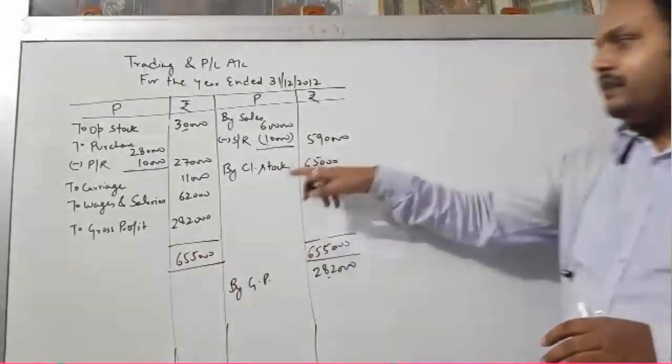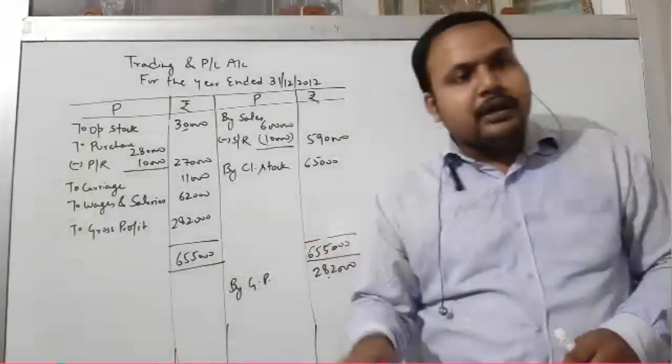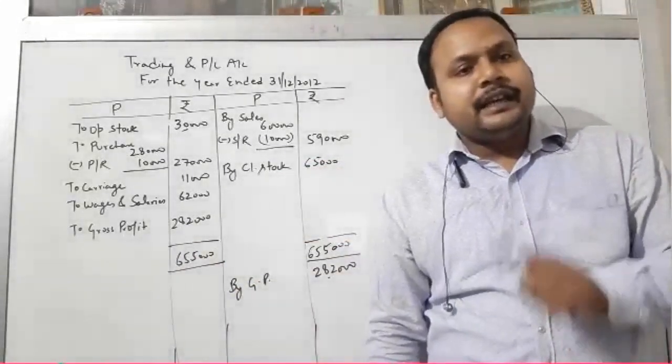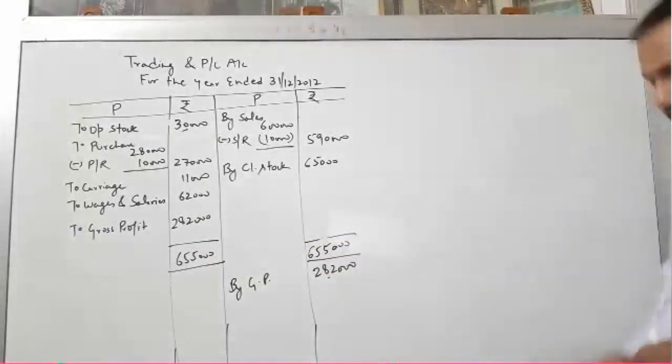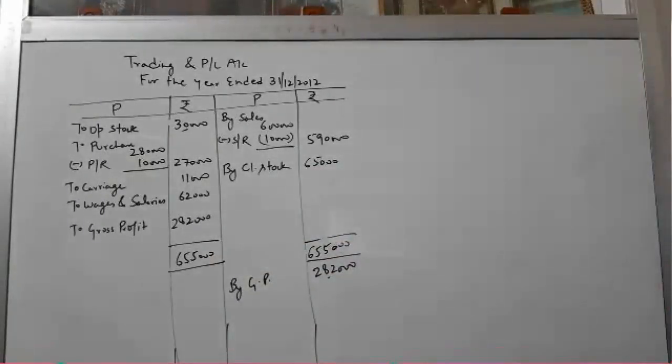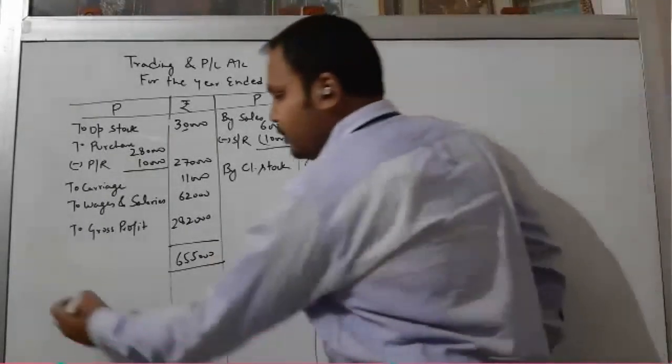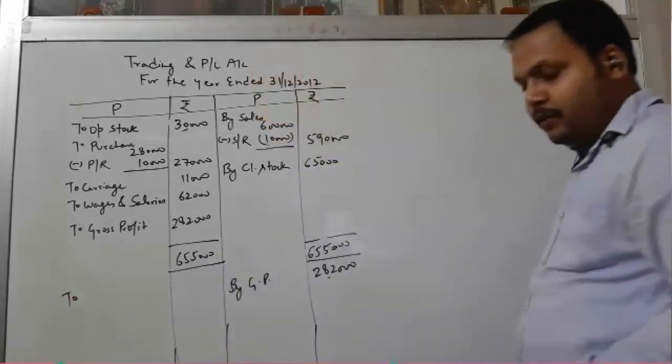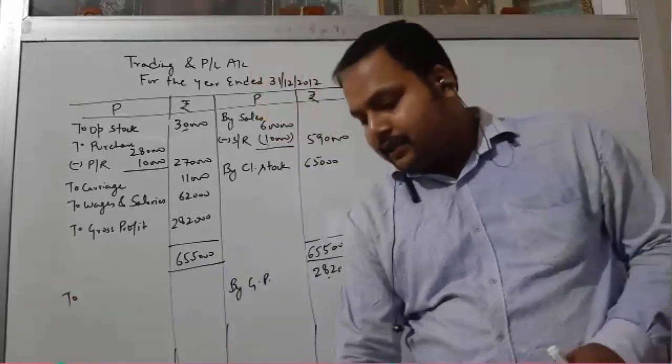ट्रेडिंग अकाउंट में सिर्फ एक एडजस्टमेंट का सेट पड़ा, दैट इज द क्लोजिंग स्टॉक. क्लोजिंग स्टॉक को कहां लिखते हैं? ट्रेडिंग के क्रेडिट में एंड बैलेंस शीट के एसेट साइड में. ओके, सो फर्स्ट ऑफ ऑल वी राइट डाउन द फर्स्ट इनडायरेक्ट एक्सपेंस अकॉर्डिंग टू द क्वेश्चन.